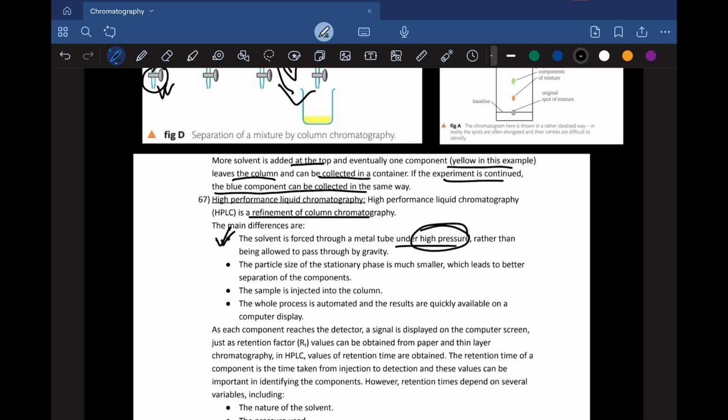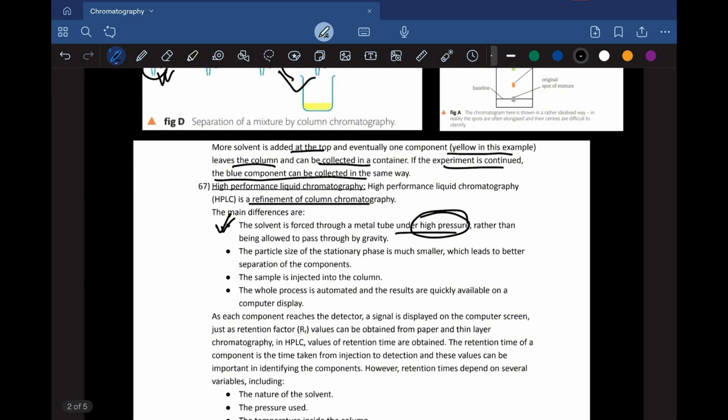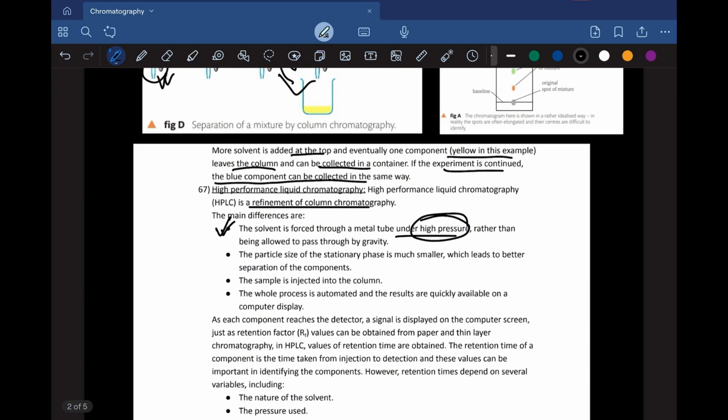We will be providing high pressure so that it falls as quickly as possible, or we will force them to fall as much as possible. So we will not wait for the gravity to make them fall down. We will put pressure on them so that it gets down.